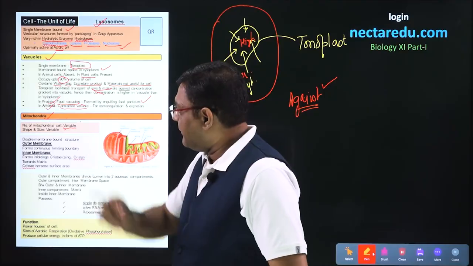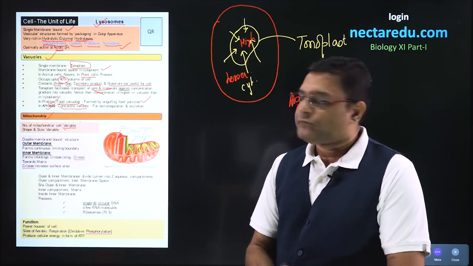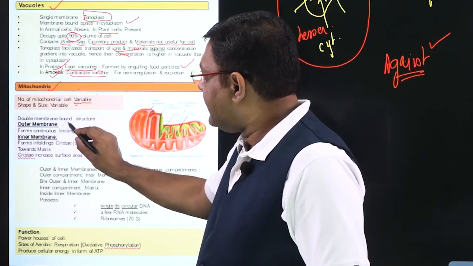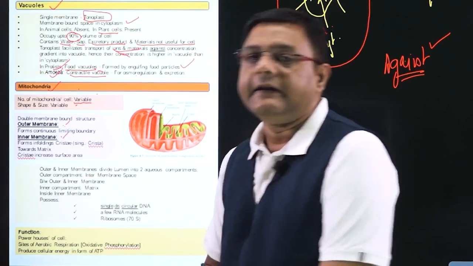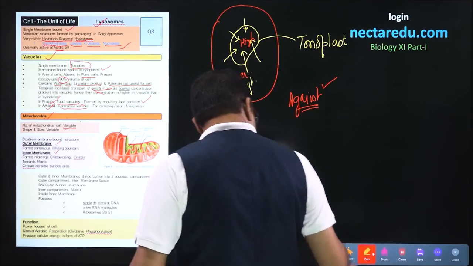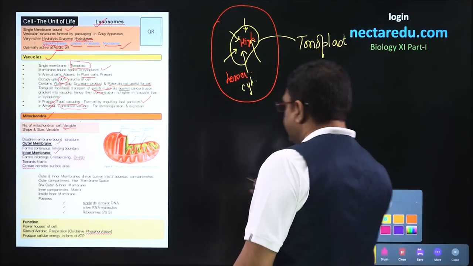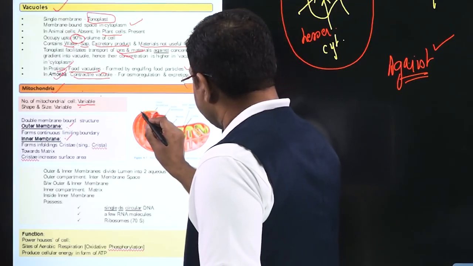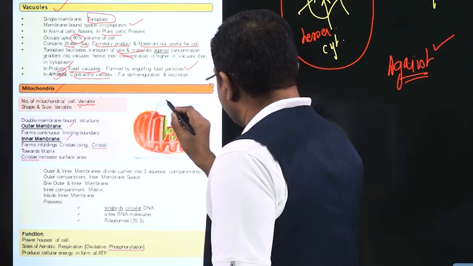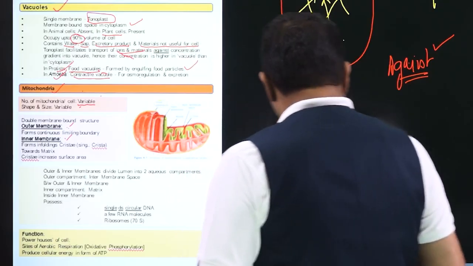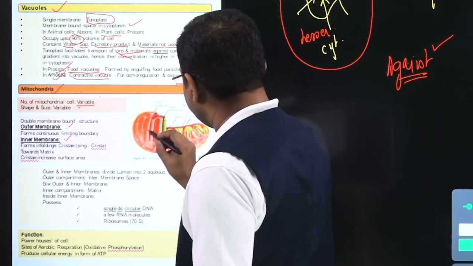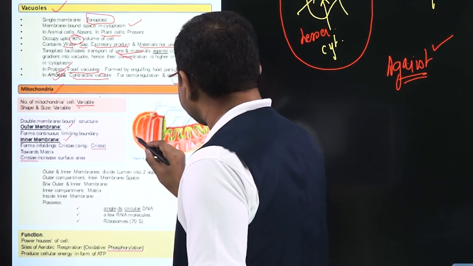Coming to the membranes which are present in mitochondria, these are double membrane bound. So there will be an outer membrane and there will be an inner membrane. In this particular diagram, this is the outer membrane which is shown here, and inside it will be the inner membrane.